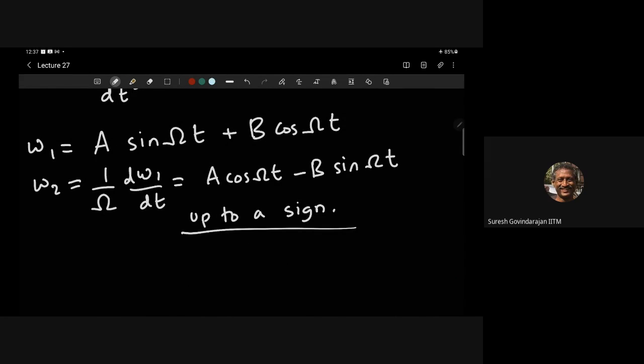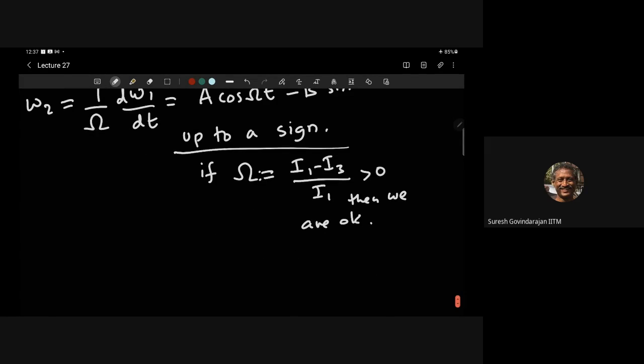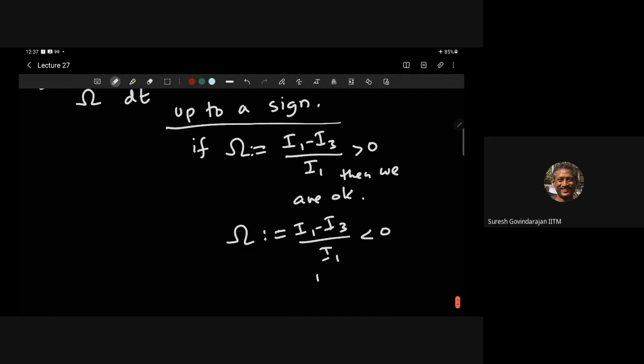Okay, so if omega is defined to be I1 minus I3 by, what is it, I1 is greater than 0, okay, then this sign is okay. However, if omega, with the same definition, I1 minus I3 is less than 0, then you need a sign.